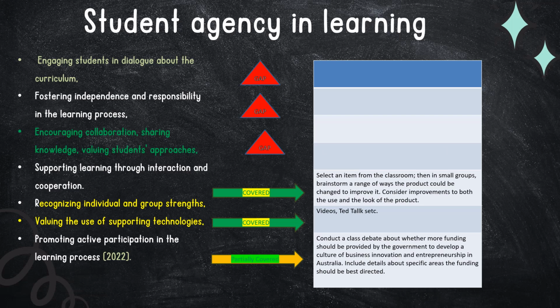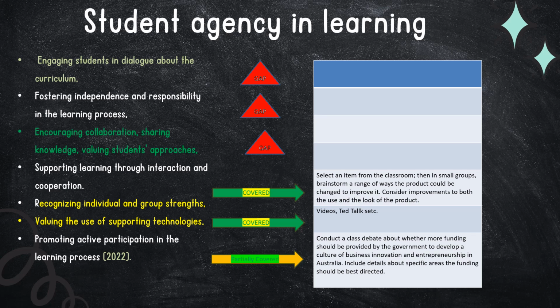Now, the important pillar is student agency in learning. I think this is where the current business management study design needs significant improvement. If you look at the first three criteria, students' engagement or dialogue about their own curriculum is not being covered at all. There's no evidence that it fosters independence and responsibility in the learning process. Neither is there any opportunity that encourages collaboration, sharing knowledge, or valuing students' approaches to learning.